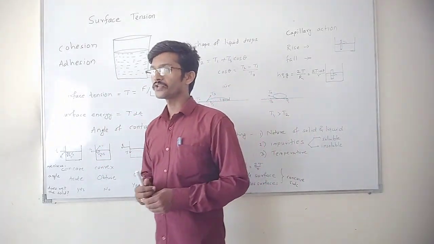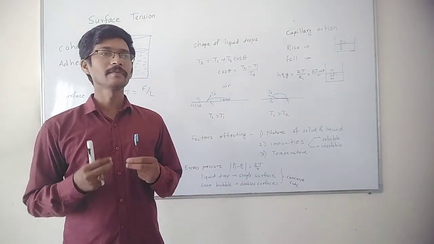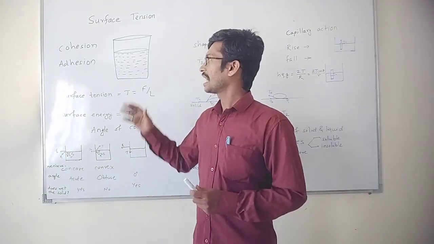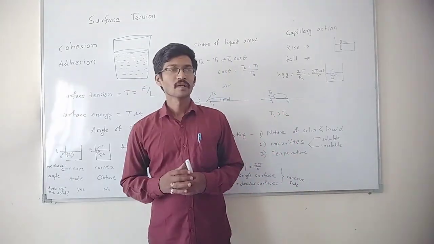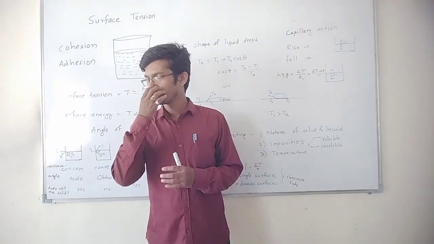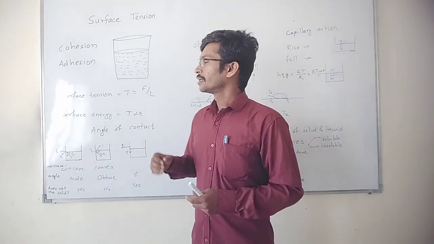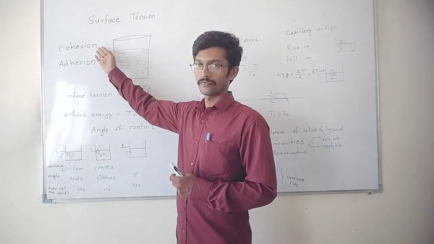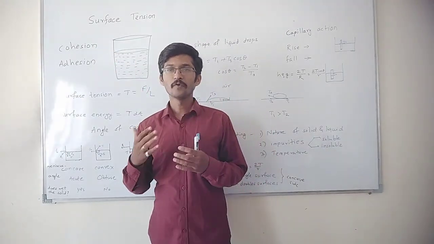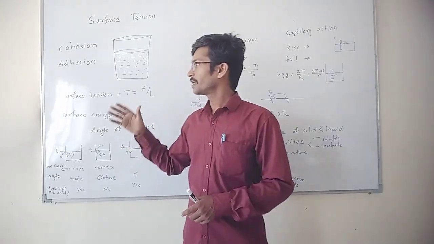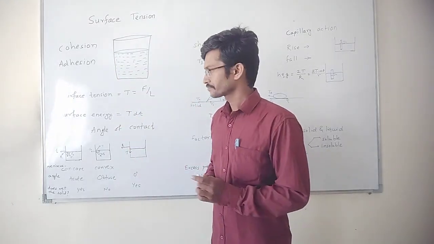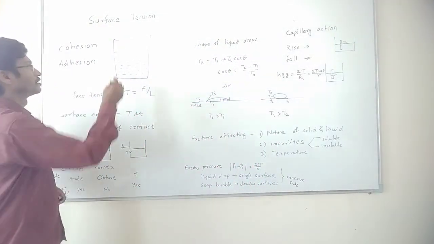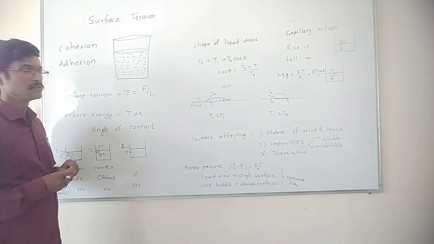So cohesive force means the force between two similar kinds or two same types of material or molecules, and adhesion is the force between two different types of molecules. For example, the force between two water droplets will be cohesive, okay, and the force between water and glass will be adhesive force, okay. So what happens at the surface of the liquid or any fluid?